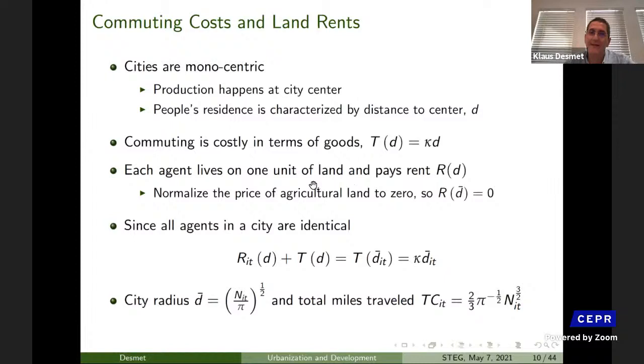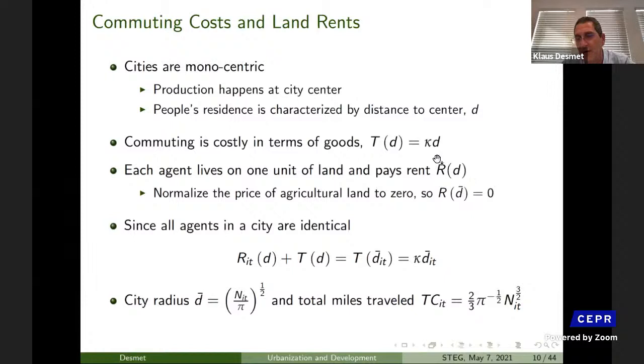Now, as I said, everyone lives on one unit of land and pays a particular rent, R(D), which also changes with distance. And we will normalize the price of land at the city border, at the fringe of the city. We will set that equal to zero. You can set it equal to a constant, it doesn't matter, but we'll set that equal to zero. So R(D bar), where D bar is the city border, the point furthest away from the city center, we'll say that the rents over there are equal to zero.